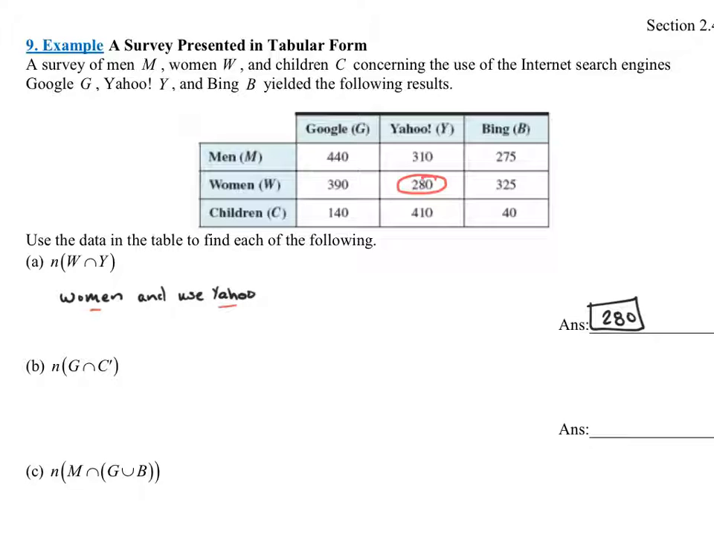Let's look at B here. Let's think about what this really means. I see an N here for the number of G. So G stands for use Google, intersect, which is and, C complement, which means they are not children. So if they are not children, they have to be men or women, right? So this would be the number of Google users who are men or women.